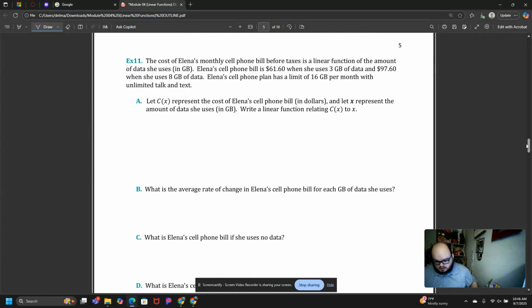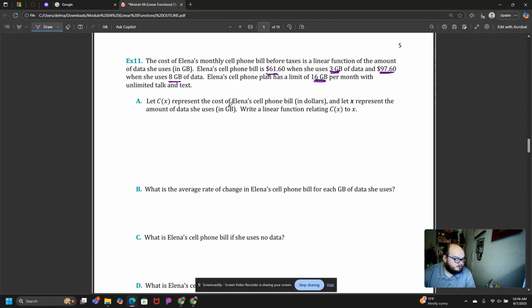Okay. The cost of Elena's monthly cell phone bill before tax is a linear function of the amount of data she uses. So she's not got an unlimited data plan. Elena's cell phone bill is $61.60 when she uses 3 gigabytes of data and $97.60 when she uses 8 gigabytes of data. Elena's cell phone plan has a limit of 16 gigabytes per month with unlimited talk and text.